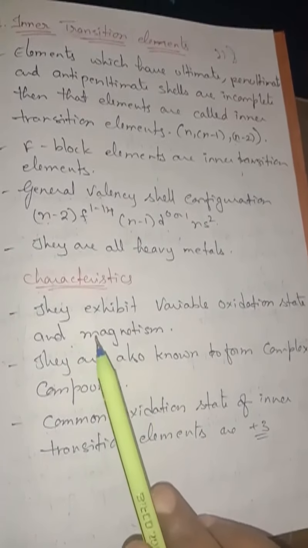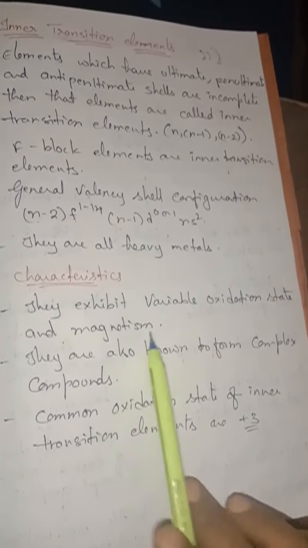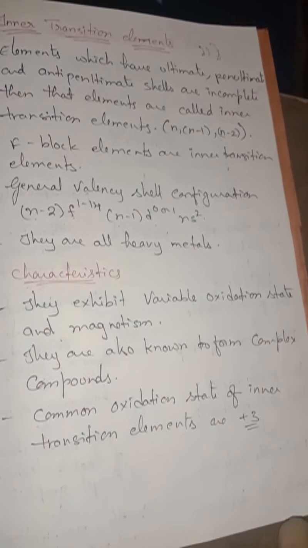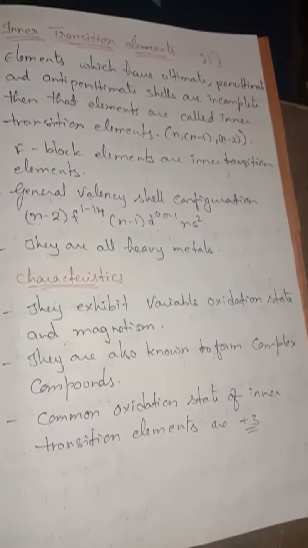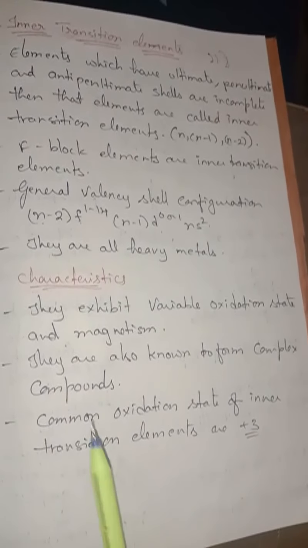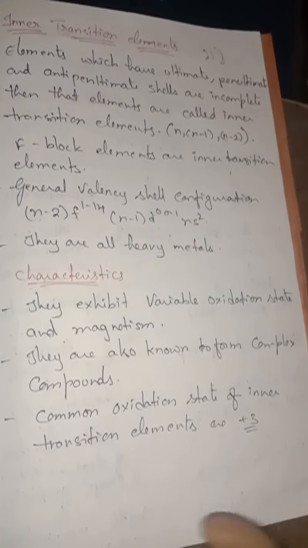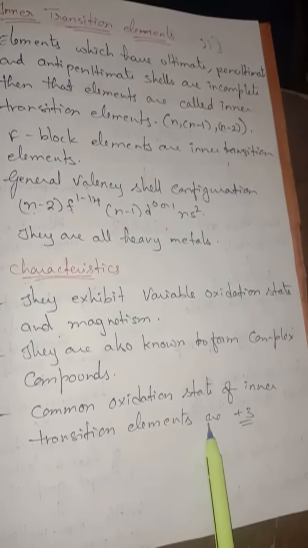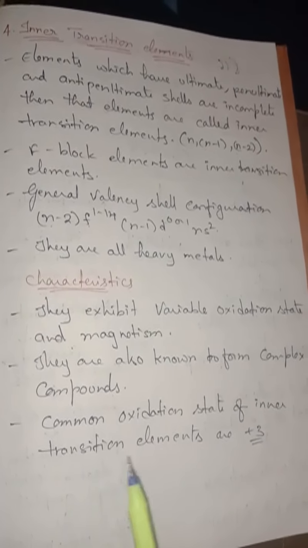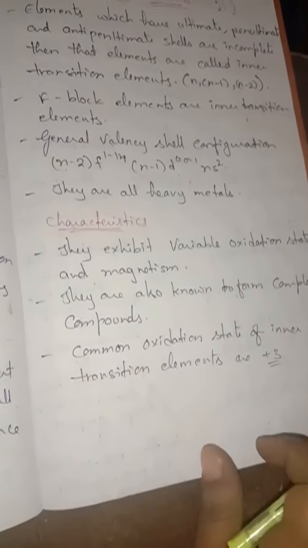If you see their characteristics, they exhibit variable oxidation states and magnetic properties also. In some processes they exhibit a lower oxidation state, and in some they have a higher oxidation state. They are also known to form complex compounds, combining with another group of elements. The common oxidation state of inner transition elements is +3. For transition elements it is +2, and for inner transition elements it is +3. So this is about the types of elements based on their properties.